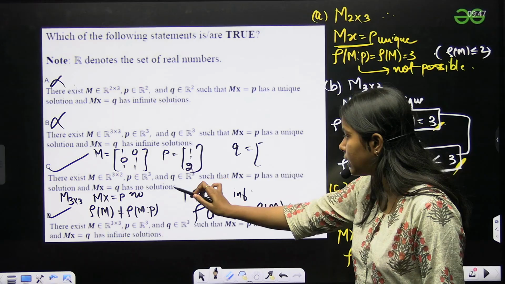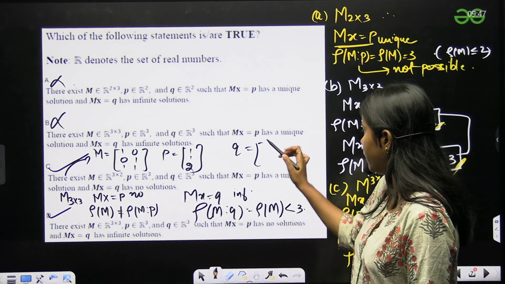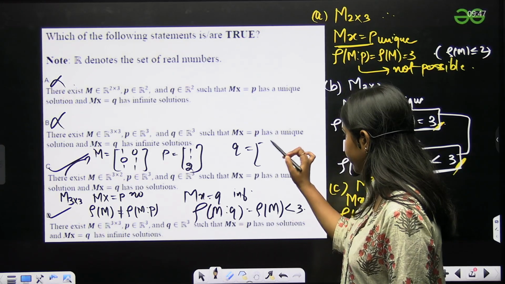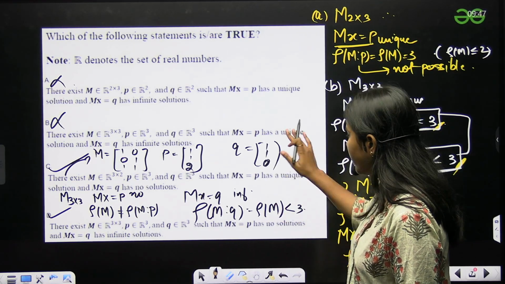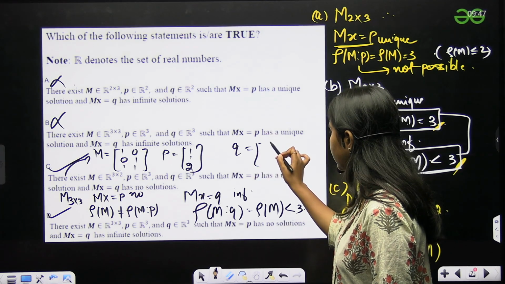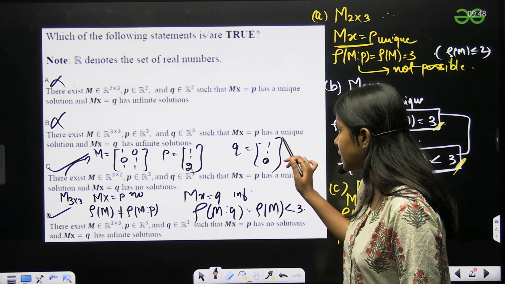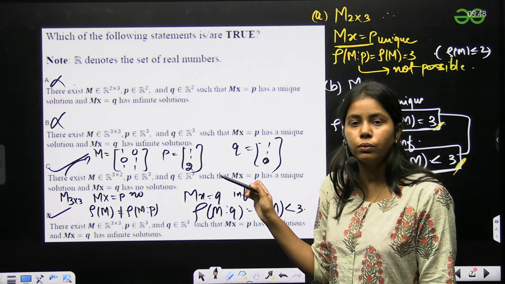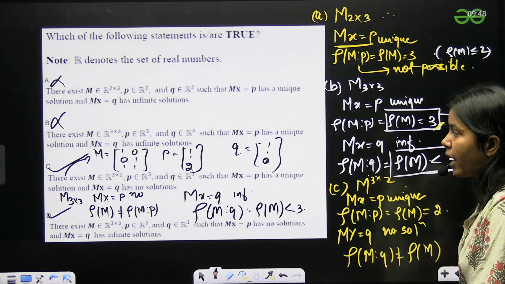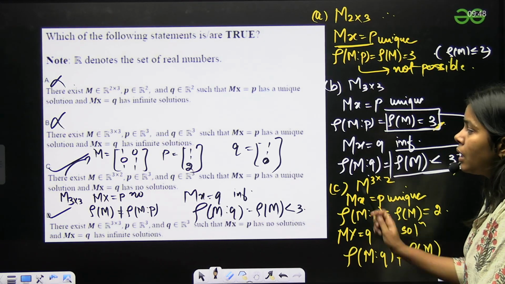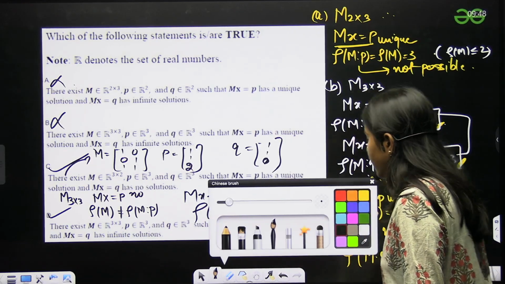But in this example, if you take Q equal to, let's say, 1 1 0, you can take anything other than 2. So you can see that x is 1, y is 1, but x plus y is 0. That would never be possible. So Mx equals Q has no solution. So I have a matrix M, P and Q such that Mx equals P has a unique solution and Mx equals Q does not have a solution.